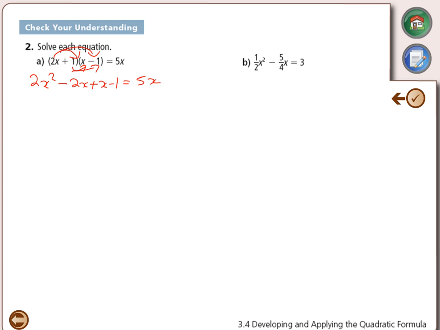2x squared. Negative 2x plus 1x gives us negative 1x. Bring over the negative 5x, so negative 6x minus 1 equals to 0. Now we've got a, b, and c that we can use. A, b, and c. Let's plug it in. Start with your formula. x equals negative b plus and minus square root b squared minus 4ac all over 2a.